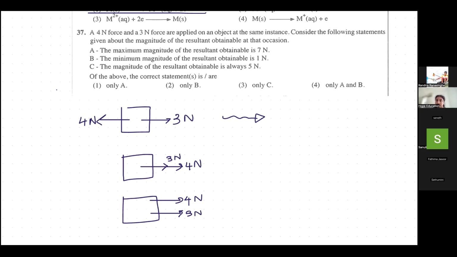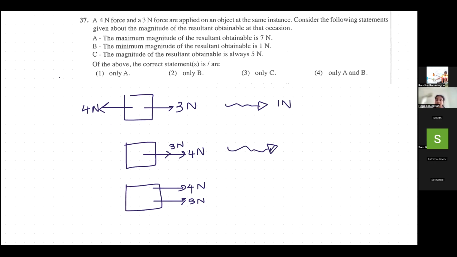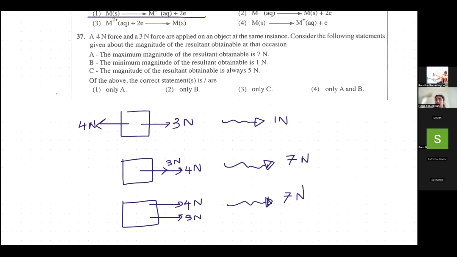One. What is the resultant here? If 4 and 3 are on the same side, same line of action, 7. What is the resultant here if they are parallel? Yes. So the maximum magnitude obtained is 7 newtons, that is right.